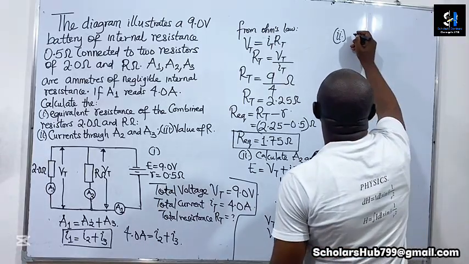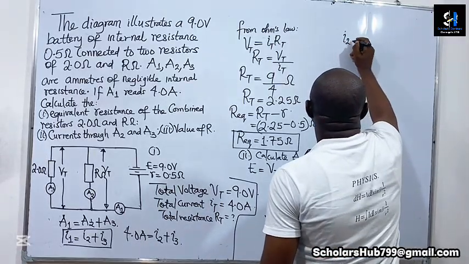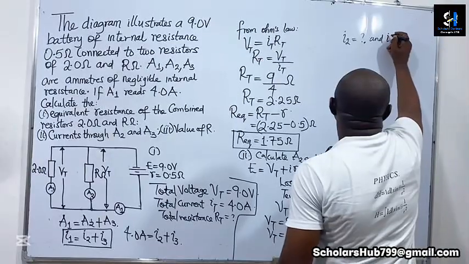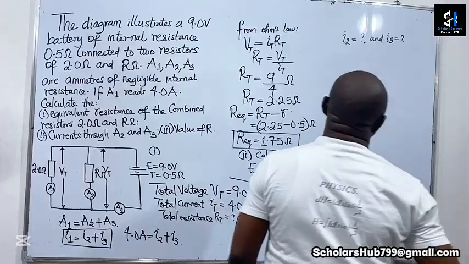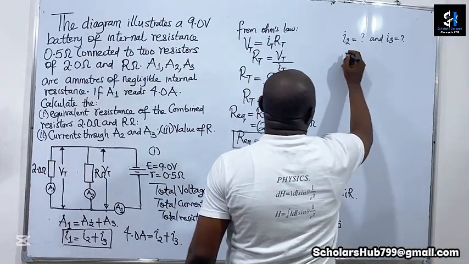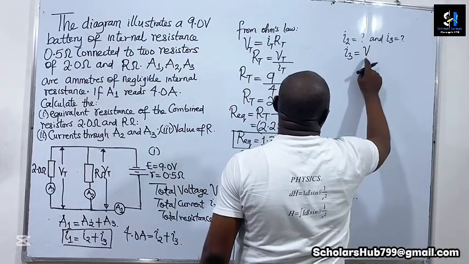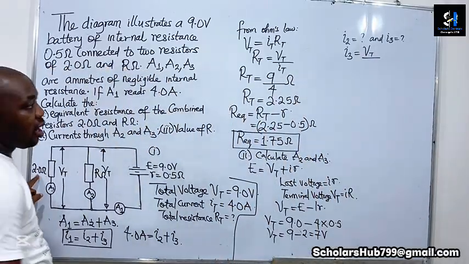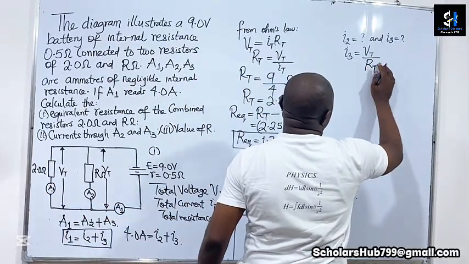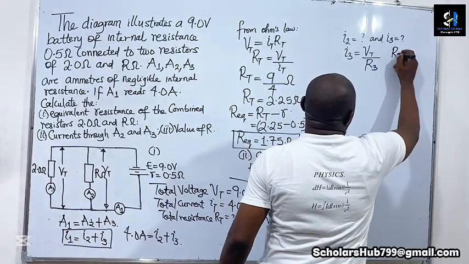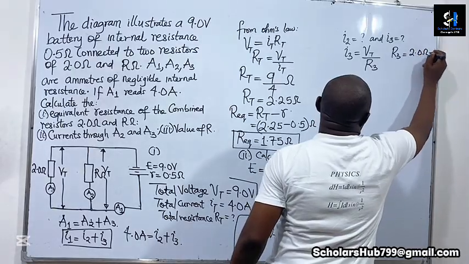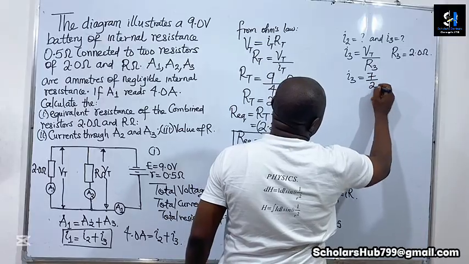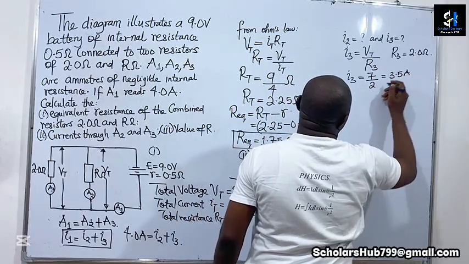we're on Roman numeral 2. We want to know what I2 and I3 are. First, let me calculate I3. I3 will be the terminal voltage divided by R3. Let's consider that R3 is equal to 2.0 ohms. So this will be 7 divided by 2, and this will be 3.5 amps.